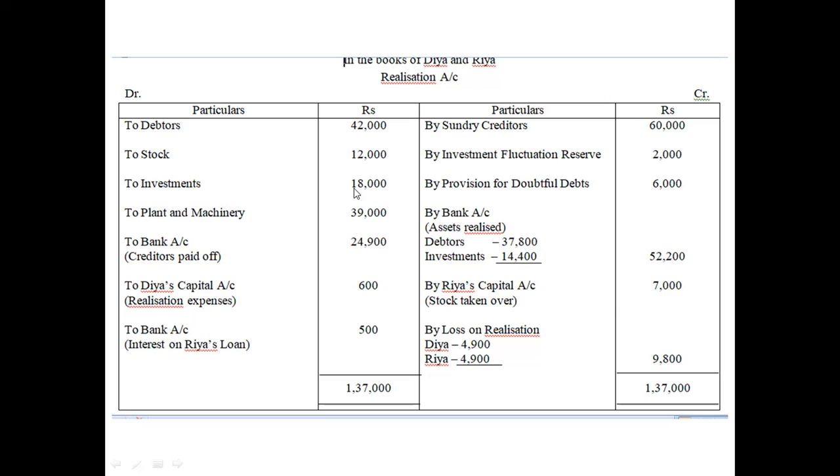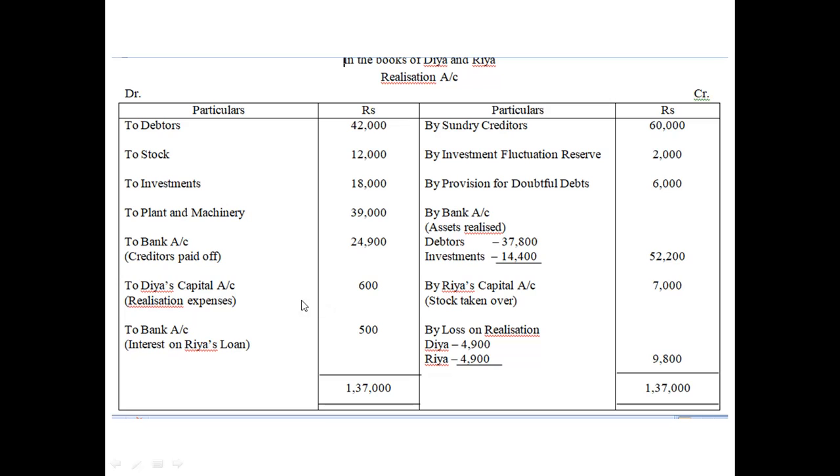Now after that we have investments realized at 80% of the book value. Investments was 18,000, so its 80% will be 14,400. So now the total will be 52,200. After that we have realization expenses paid by Dia. So Dia is making the payment of realization expenses.